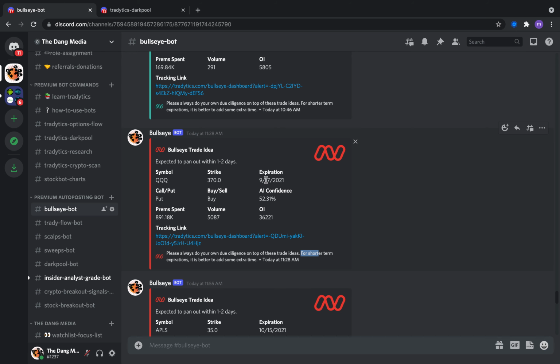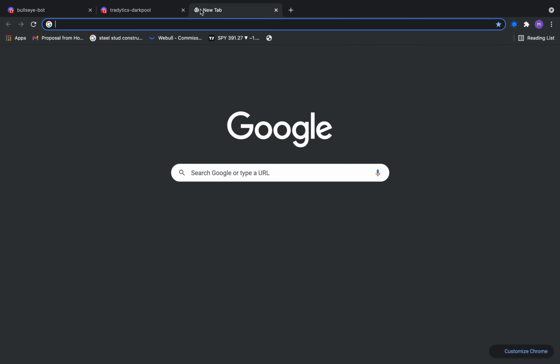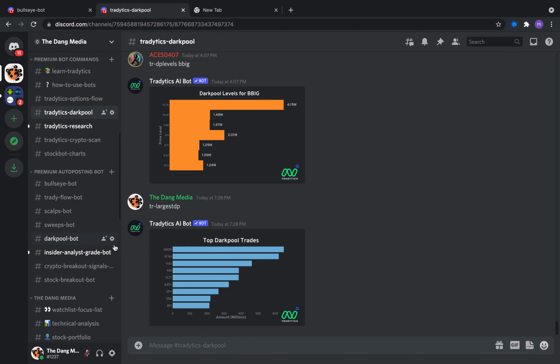And then if they alert weeklies, most of the time, you want to add more time onto those contracts, just because weeklies will move very fast, and if you don't have tight stops, you can potentially lose a lot of money on weeklies. So, like I said, keep those stops tight, and I will show an example of the Tradytics Bullseye bot.